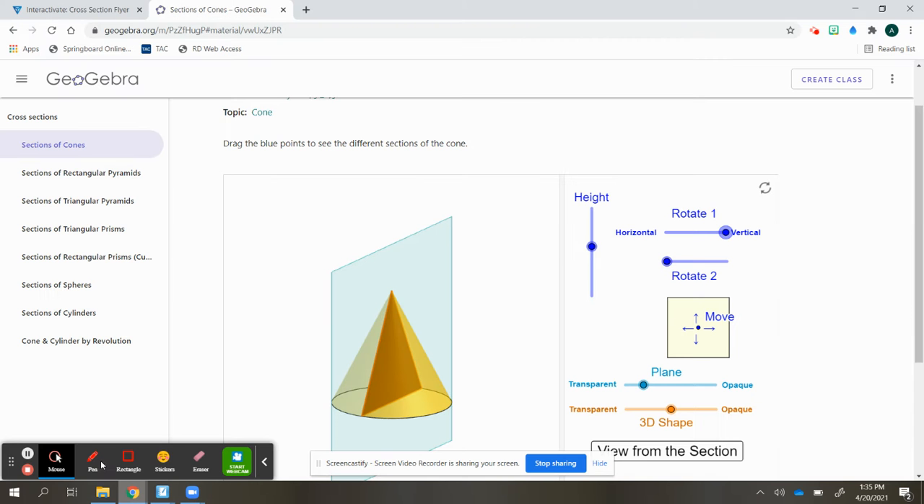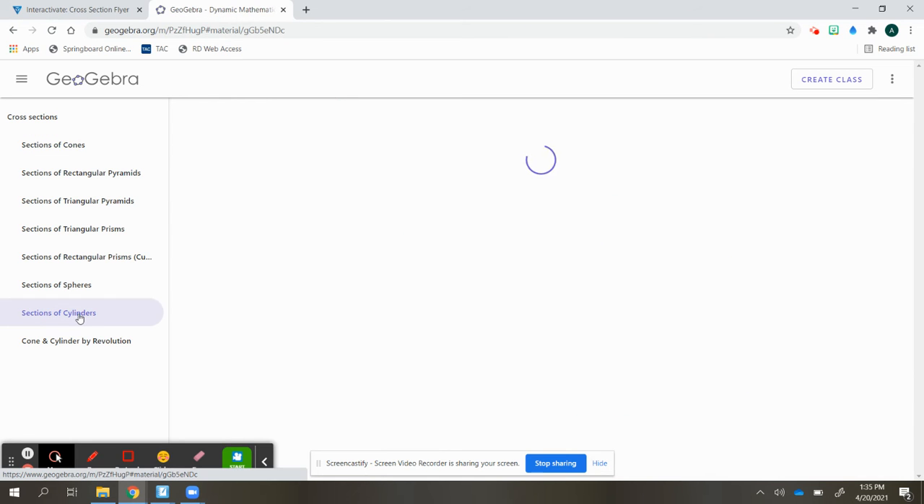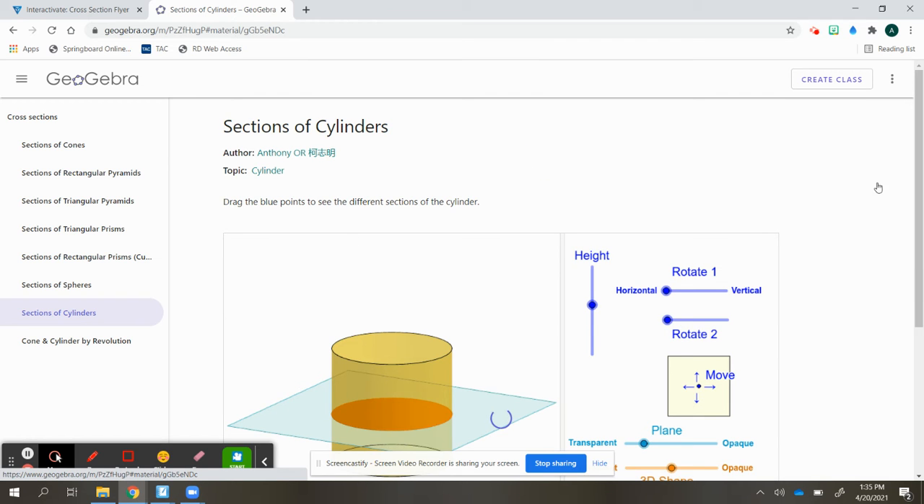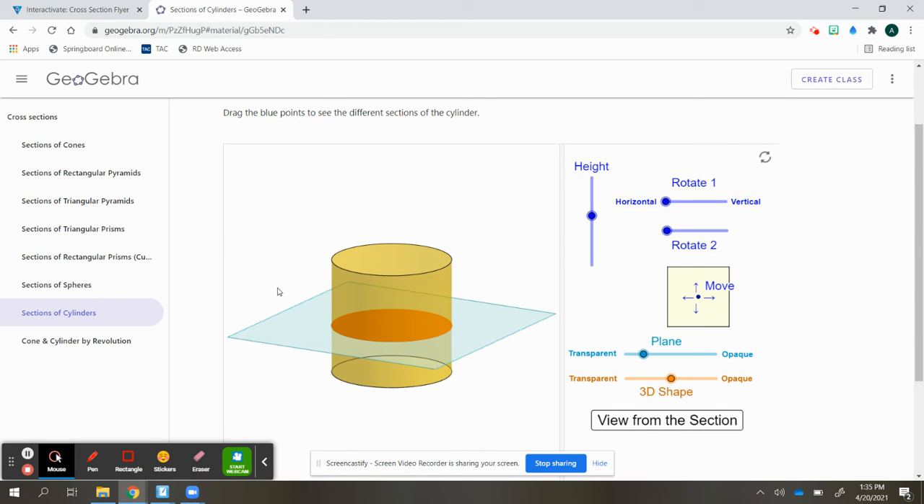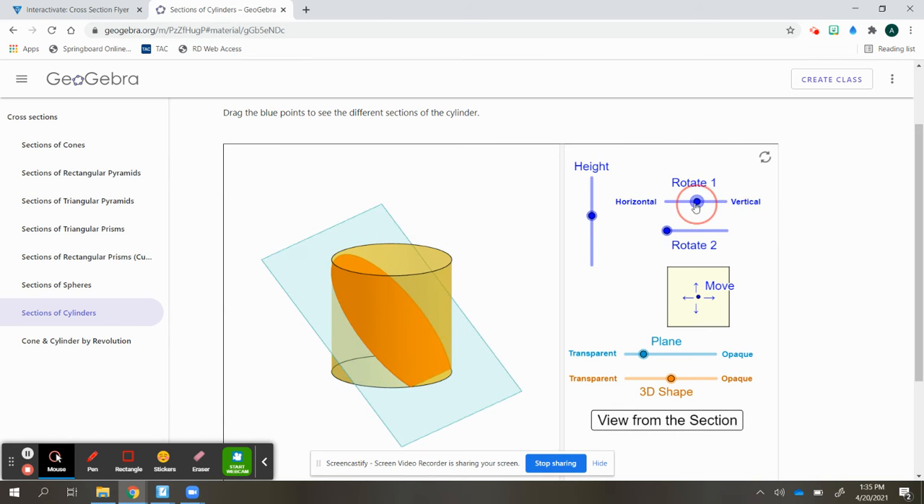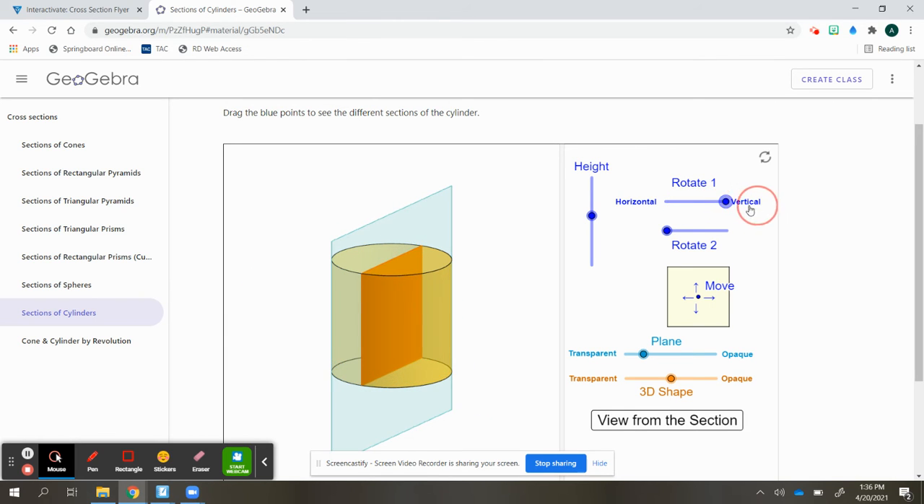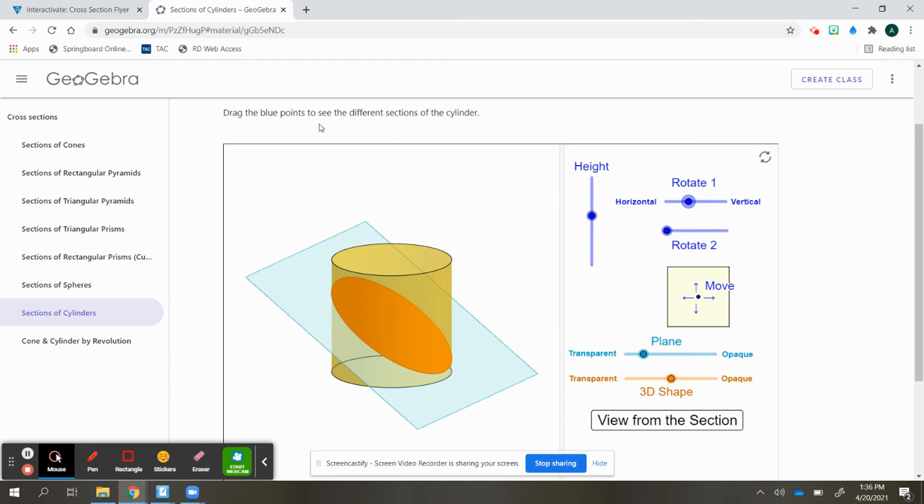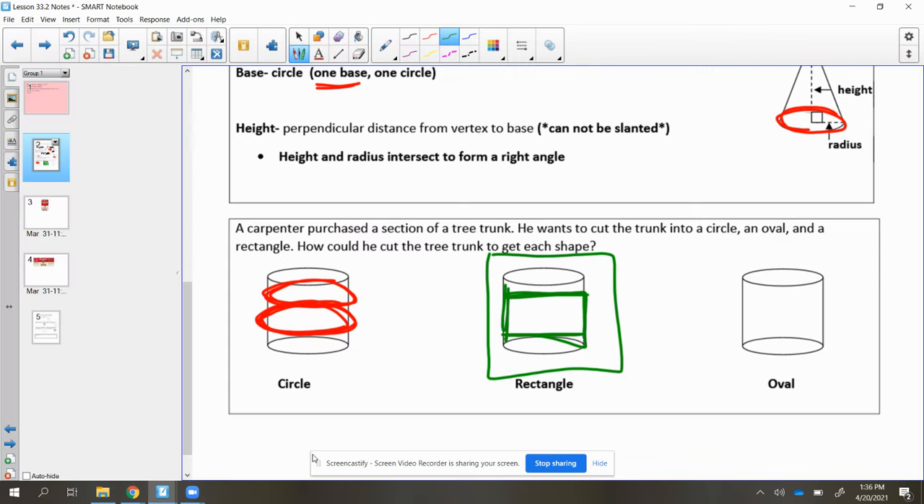So to see those two in action, if we look here at our cylinders, if we slice parallel to the base, again, we see that circular shape, versus if we slice it perpendicular to the base, we see that rectangular shape. Now, to get an oval type shape, you're going to have to slice this on a curve, because you'll see the oval type shape then created. So that would be this last one. The last one would have to be on a slant to get that oval shape.